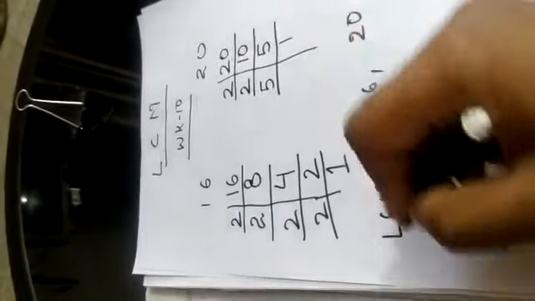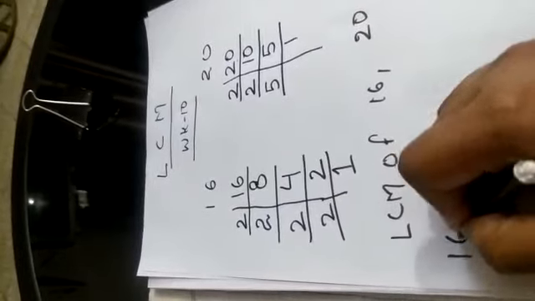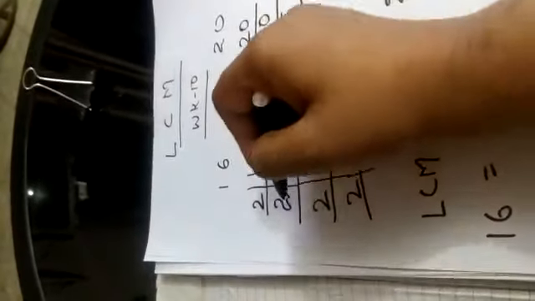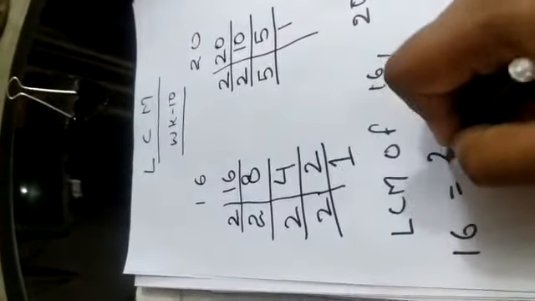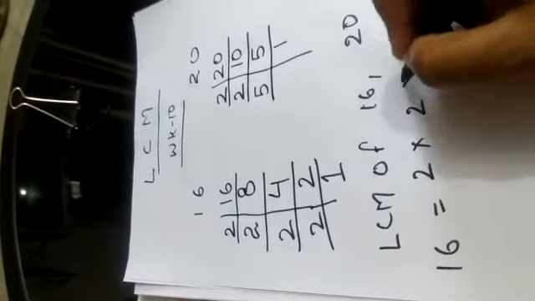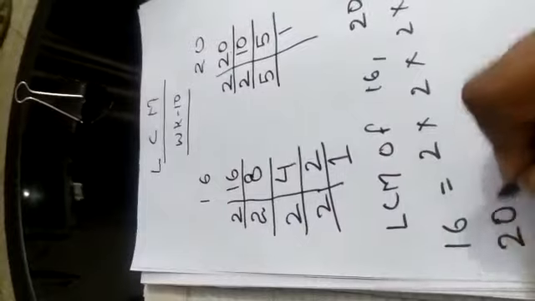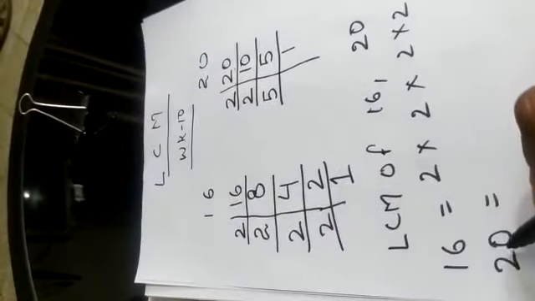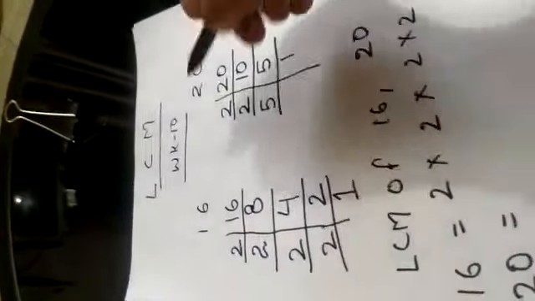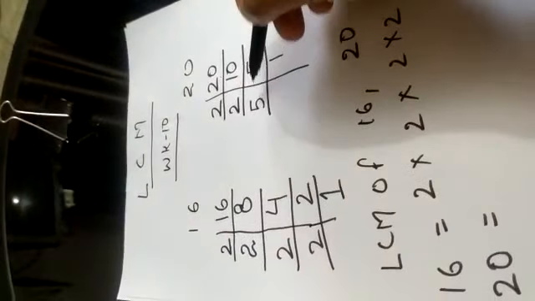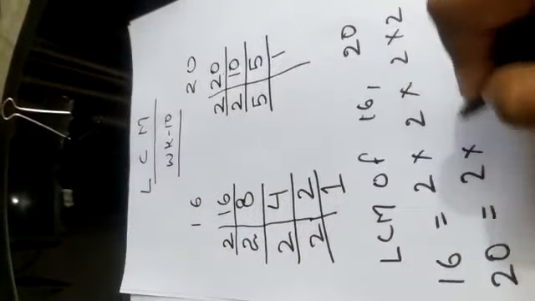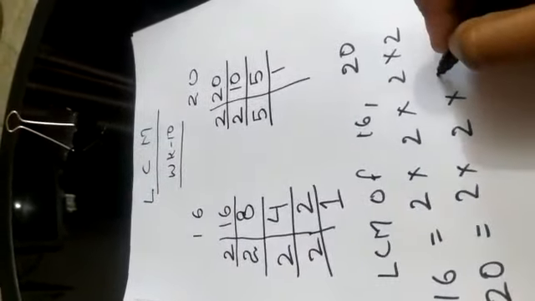First write down the prime factorization of 16: 2 into 2 into 2 into 2. Then we write the prime factorization of 20. 20 is 2 into 2 into 5.